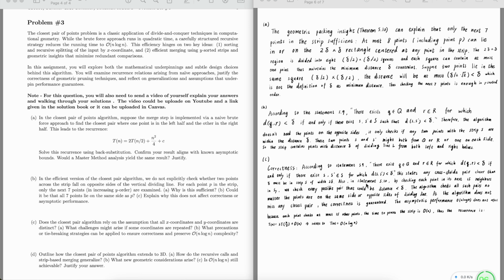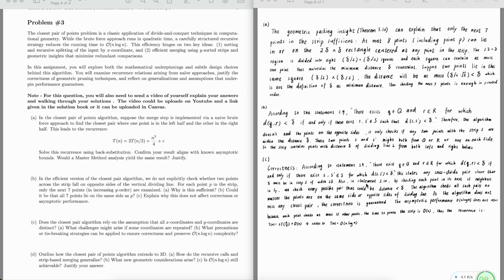According to statement 5.9, there exist Q in Q and R in R for which the distance between Q and R is less than delta if and only if there exist S and S prime belonging to the strip S such that the distance between S and S prime is less than delta.